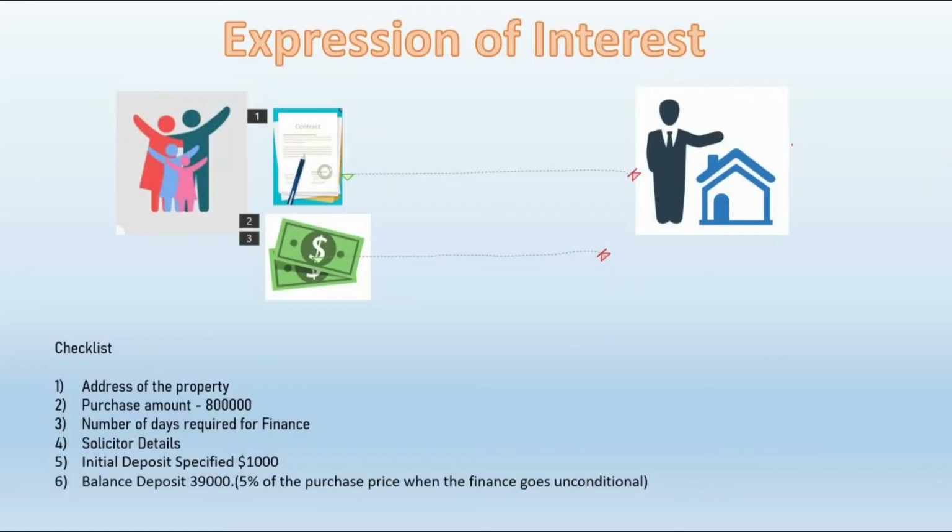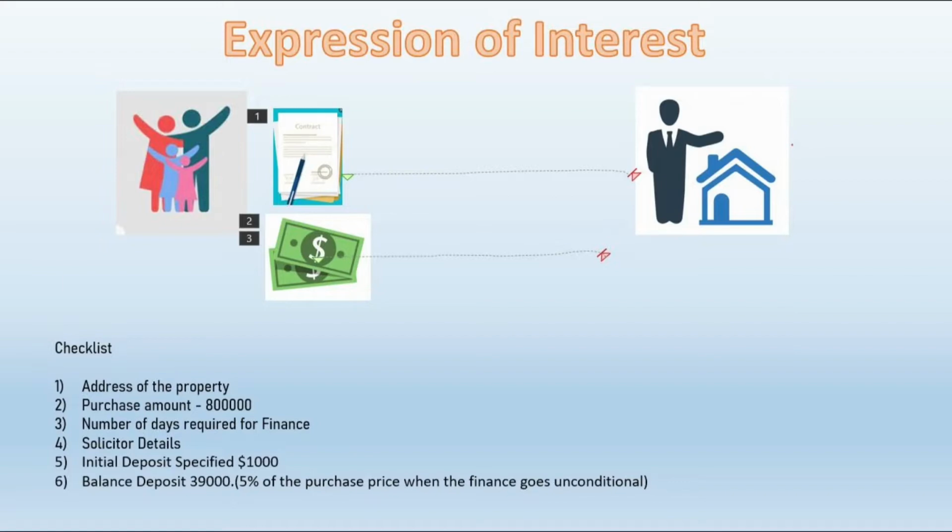There are a few details that will go into this document. You clearly mention the address of the property and the purchase amount, and the number of days that you will take to get the finance arranged. Typically that is 14 days. You have to mention the solicitor details, the phone number and the email address, so that the seller can send across the soft copy of the contract to your solicitor.